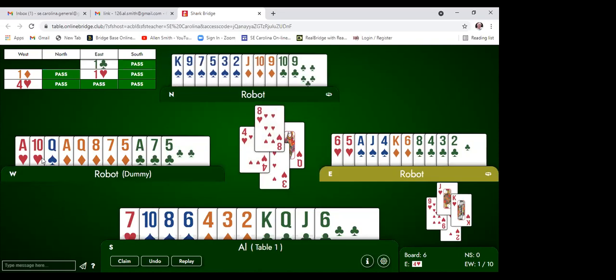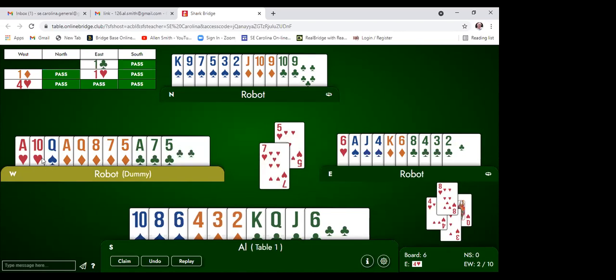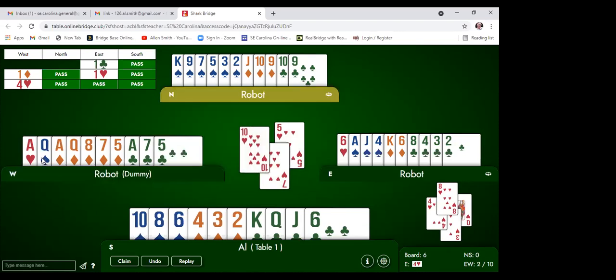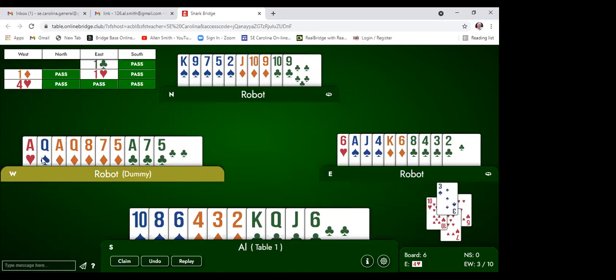Let's go ahead and lead the heart. Let's pick up the hearts. So he picks up the heart, and our partner gives us a positive signal by playing the 3 of spades. So I know he's got a spade.